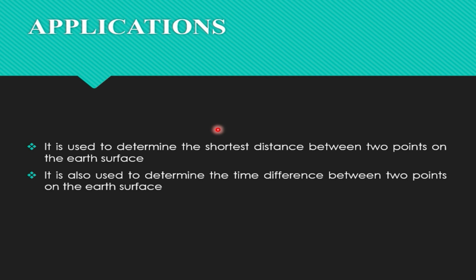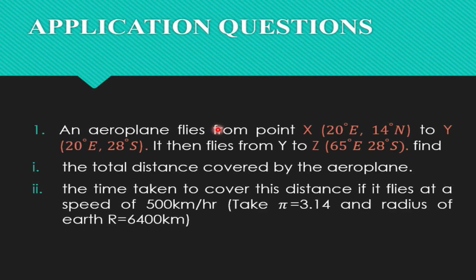Let's now look at one or two application questions. It is used to determine the shortest distance between two points on the Earth's surface, and it is also used to determine the time difference between two points on the Earth's surface. An aeroplane flies from point X, 20 degrees east and 14 degrees north, to Y, and Y is 20 degrees east and 28 degrees south. So they are on the same longitude but on different latitude.